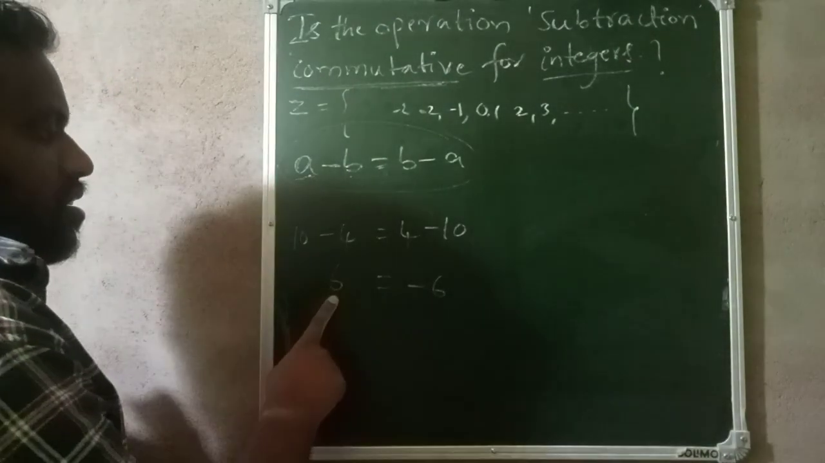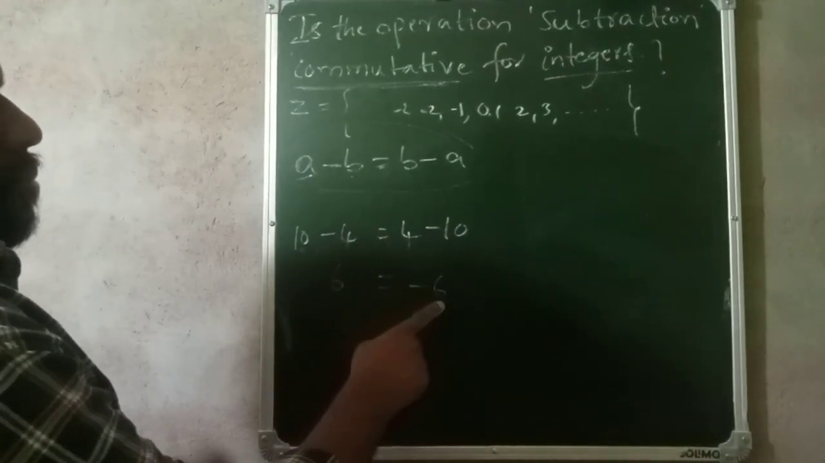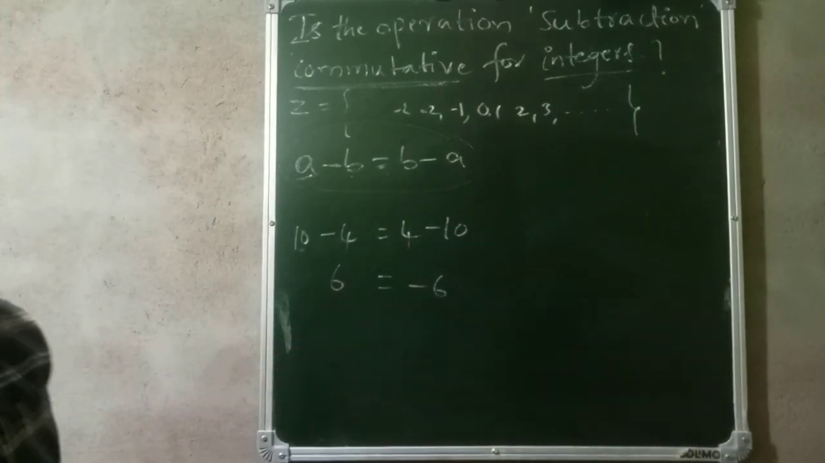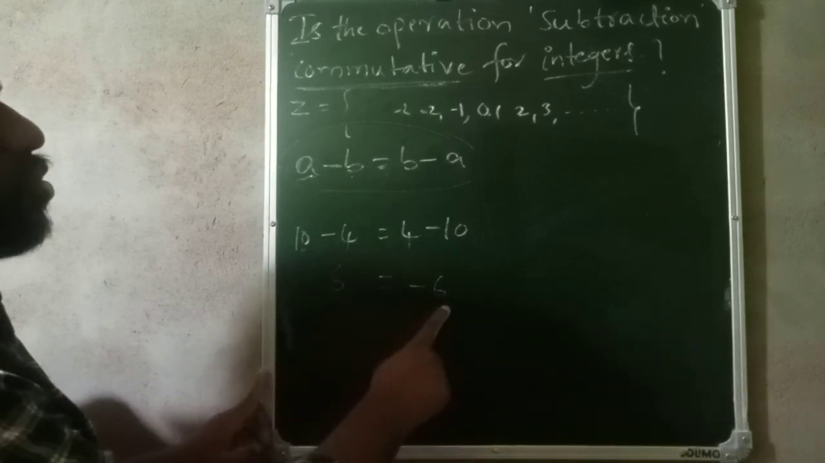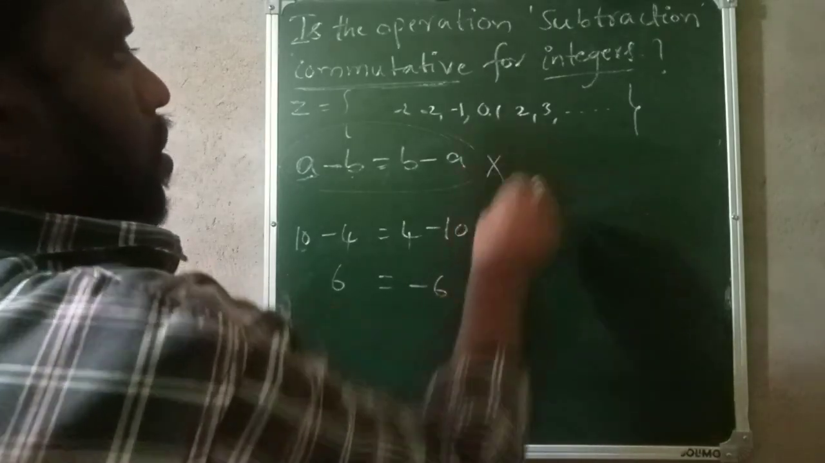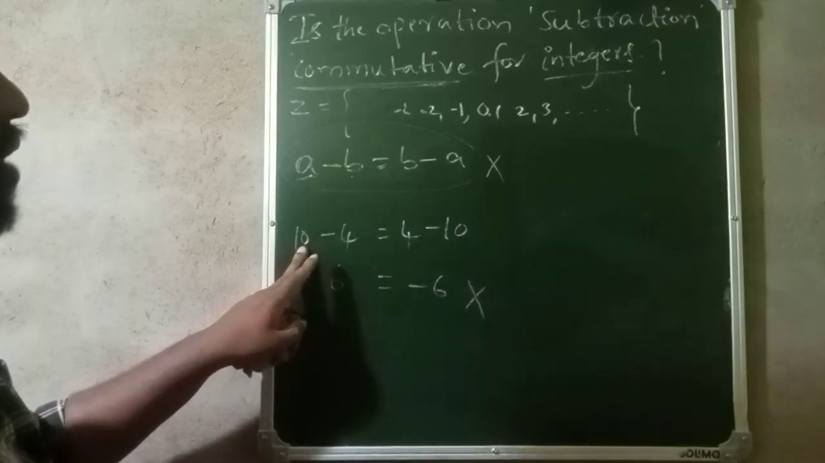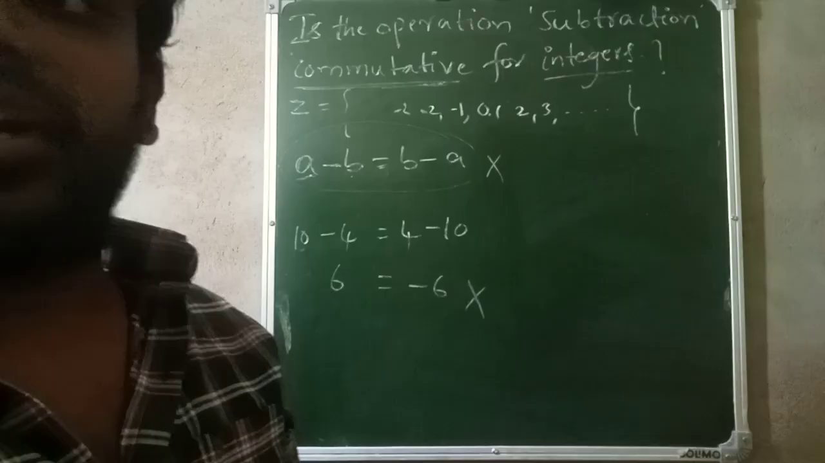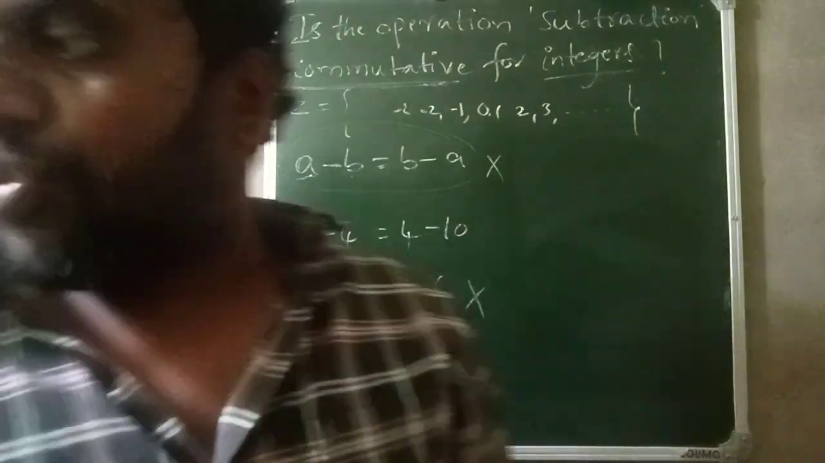See, we got 6 and minus 6. So 6 is different, minus 6 is different. So 6 cannot be equal to minus 6. But this statement is saying 6 is equal to minus 6. So this is wrong. Since this is wrong, for numbers 10 and 4, that means subtraction is not commutative for integers. So I hope you understood.